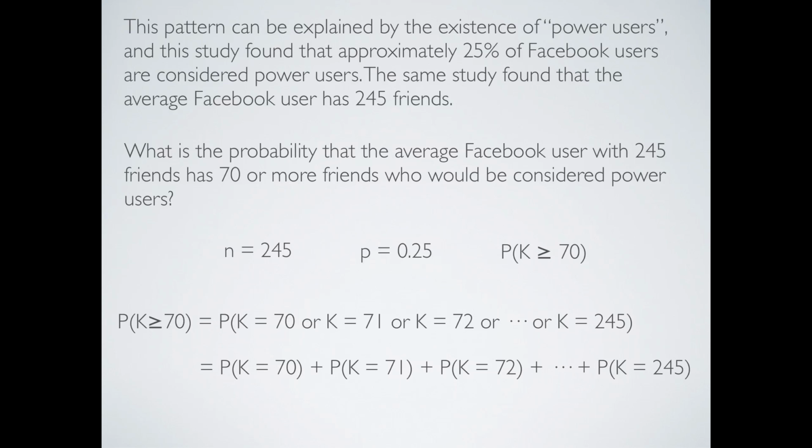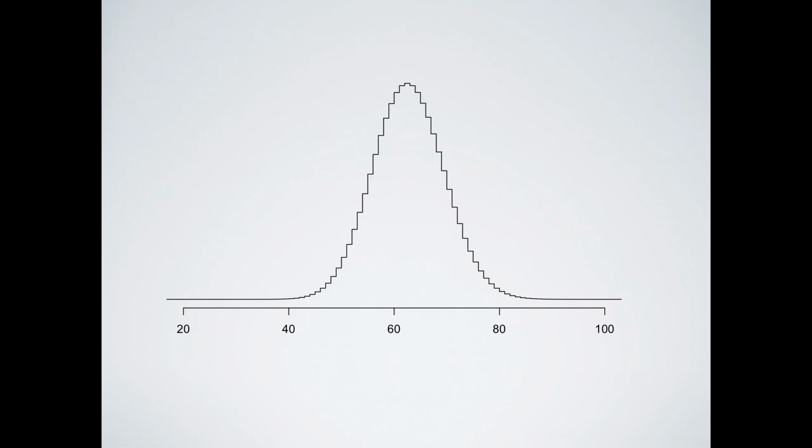Let's try to visualize what we're aiming to get here. Here is a binomial distribution with n equals 245 and probability of success 0.25. We're interested in the probability of at least 70 successes, which is basically this shaded area. It should be clear that this looks a lot like a continuous, unimodal and symmetric distribution you've seen before, namely the normal distribution. And this is not a coincidence.